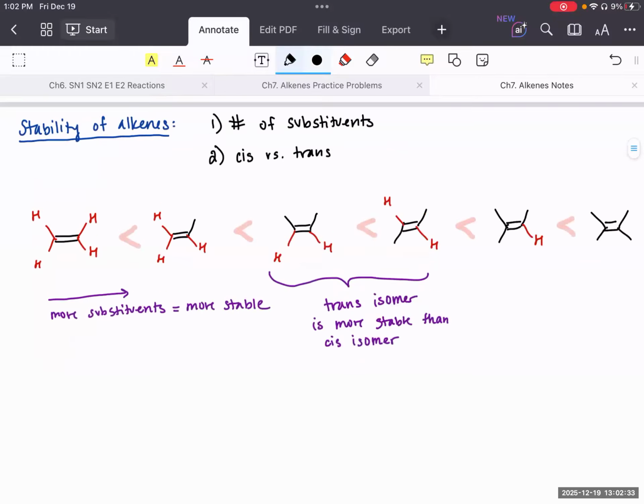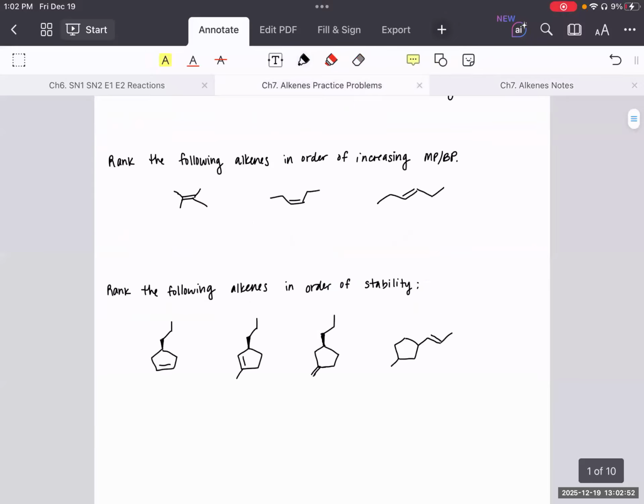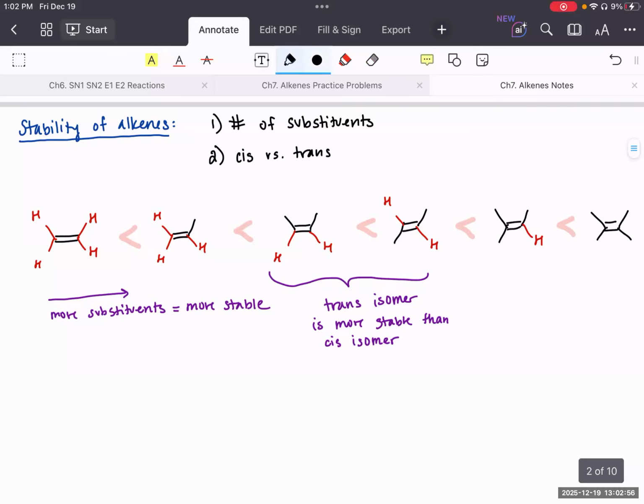All right, so that's basically the only thing that really matters for ranking stability of alkenes that have carbons attached to them. These are the two primary factors that will contribute to them. And there's a practice problem for ranking stability here, so you can practice that on your own time and watch the solution video.